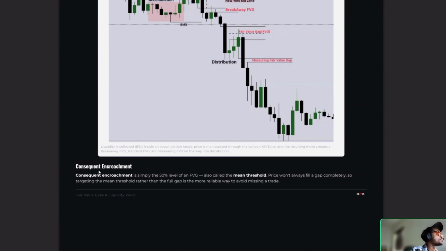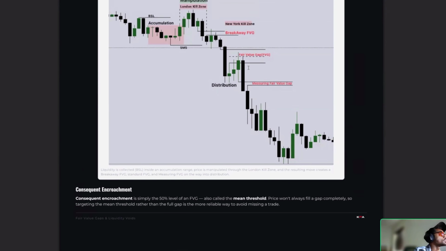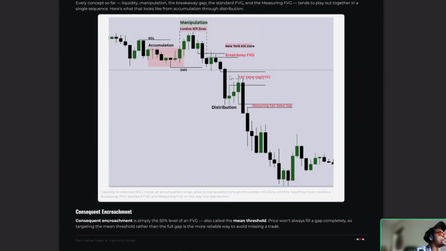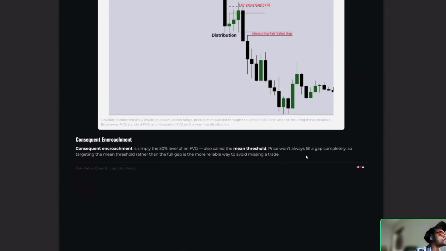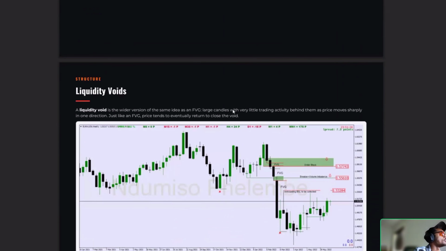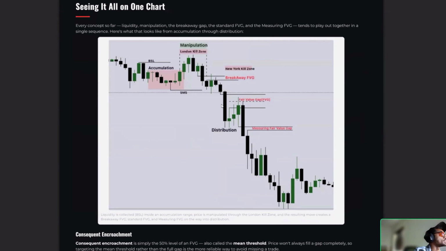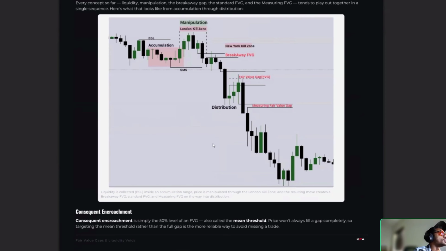And then you have consequent encroachment, which is basically the 50% level of the FVG. That's shown right here, where this is the full FVG, and this dotted line is the 50% of it. That's really all that means. This is the mean threshold that we see here. We want to be able to pay attention to that because the market doesn't always fill a fair value gap. Sometimes it just mitigates it, and that mitigation could be at that 50% level, right? So that's why that level is important.